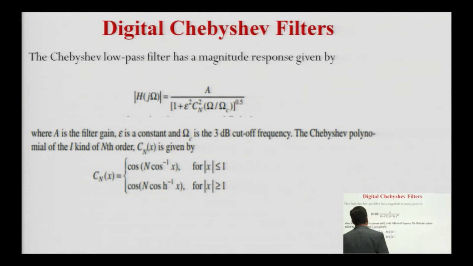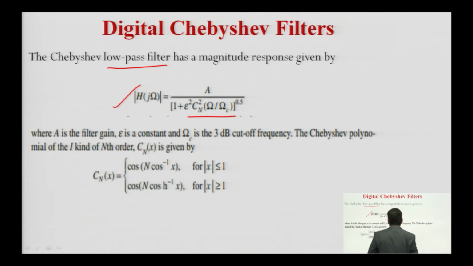Now, the digital Chebyshev filter. This is another type of approximation or filter like Butterworth. Generally the process is the same, but some specifications are different in Chebyshev. For the Chebyshev low pass filter, its transfer function is |H(jΩ)| = A upon square root of 1 plus epsilon squared C_n squared of Ω upon Ω_c, to the power 0.5. This type of transfer function you have in Chebyshev, and here C_n(x) is the Chebyshev polynomial.